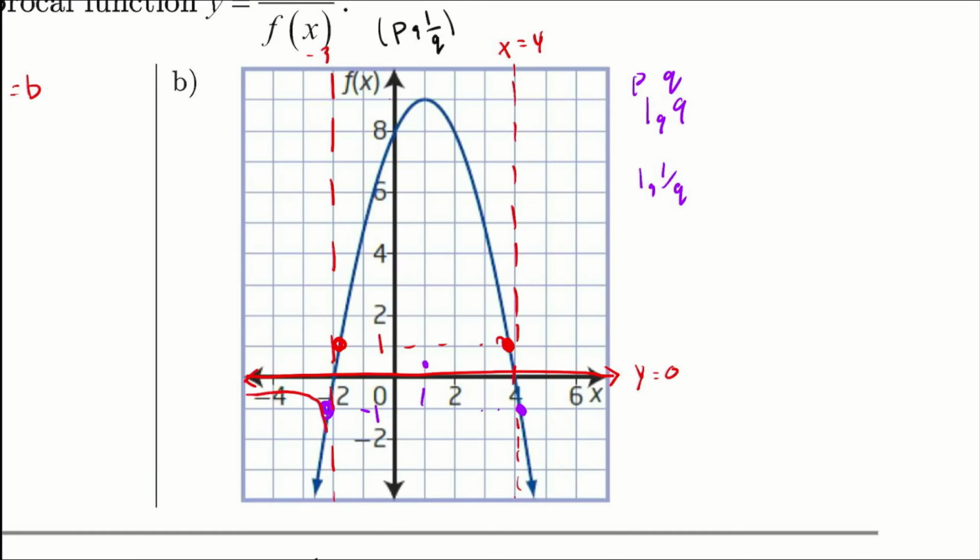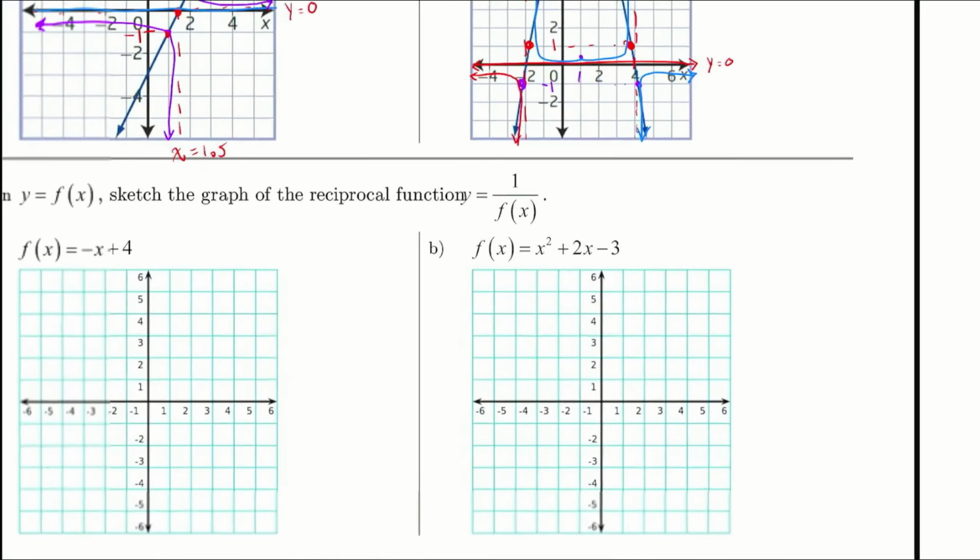So this point is going to look like this. This point is going to look like this. Or it's going to come down a bit more. It's going to try to touch the walls of everything. It's going to look something like this. And then on this side, it's going to create this U shape here. And that is how you sketch the reciprocal function version of this graph.